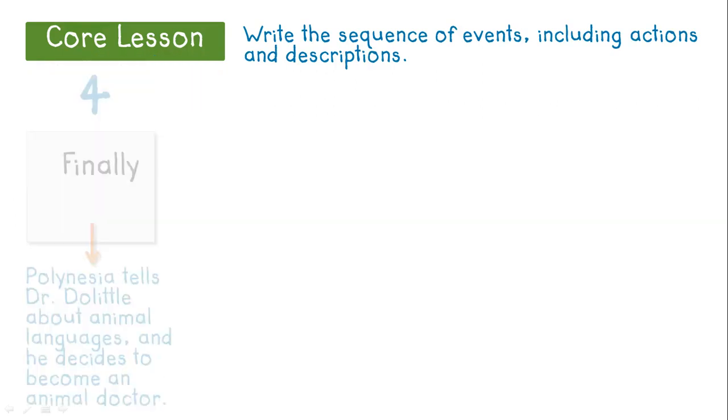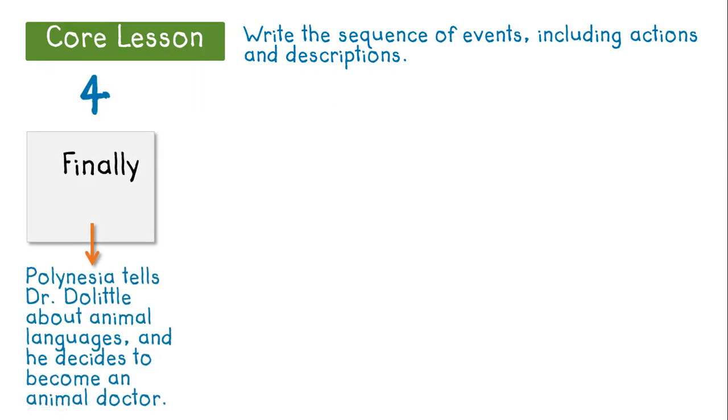All right, let's look at our final box. We talked about Polynesia telling Dr. Doolittle about animal languages and him deciding to become an animal doctor. So in these paragraphs, I need to tell what happened next, and I'm going to use dialogue to show the interaction between Dr. Doolittle and Polynesia, and that interaction that leads to her telling him about animal communication and ultimately him becoming an animal doctor.